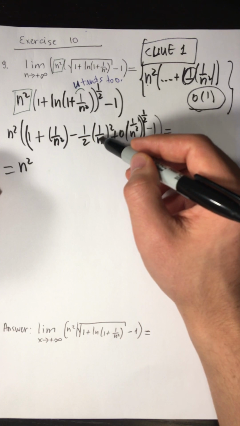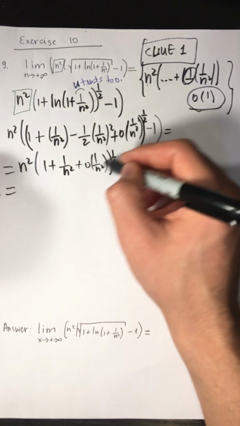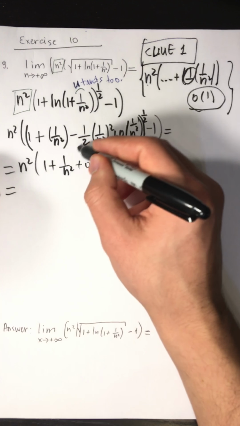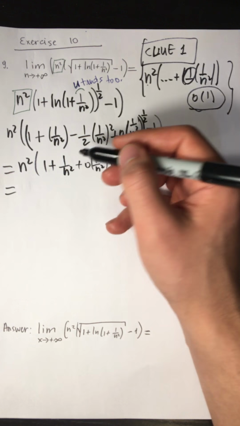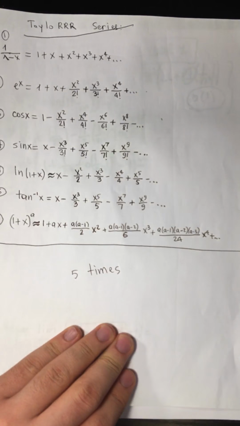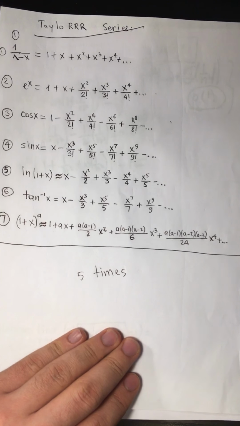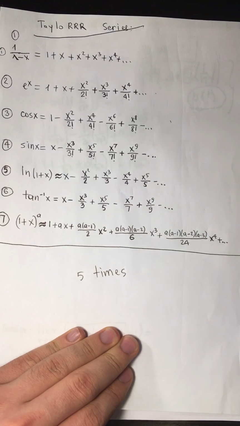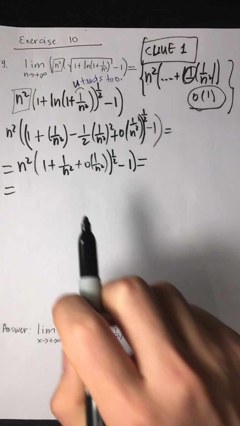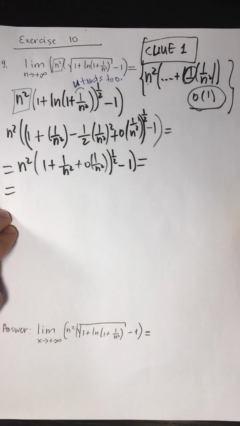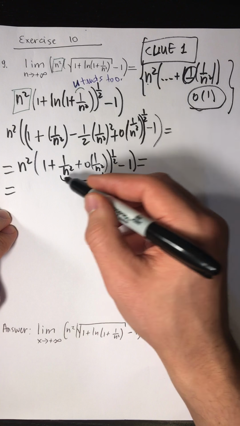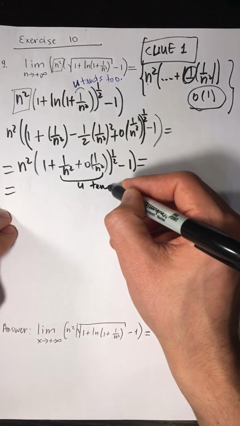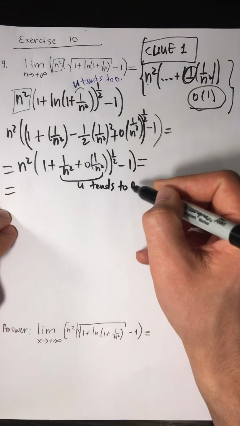Okay, now in this case you can use e. This is equal to e to the 1 over 2 times ln this. But instead, if you memorize this formula, I'm gonna show you right now. Look, formula number 7. Right now, I'm gonna be using formula number 7. 1 plus x to the a. 1 plus, from here to here, it's x, which is u, and u tends to 0. So I can use the formula.